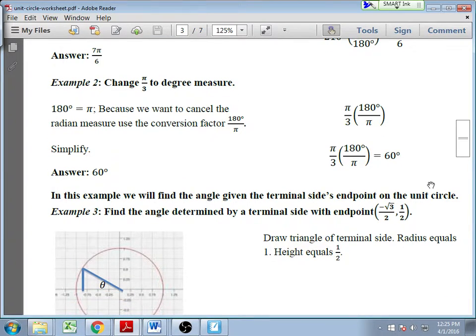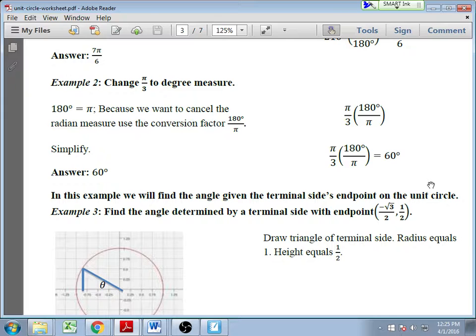So same thing, converting backwards, but we flip our conversion factor upside down because what I want to get rid of now is the pi, and what I want to keep is the degree measure. So instead of using pi over 180, we use 180 over pi, and that can convert me from radians back to degrees. Any questions at this point?